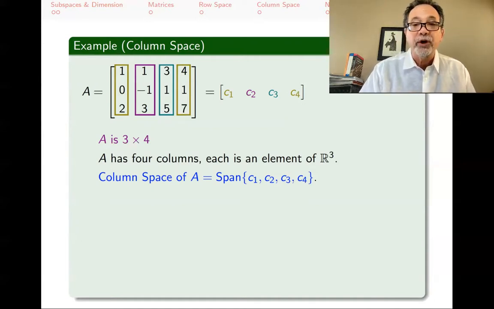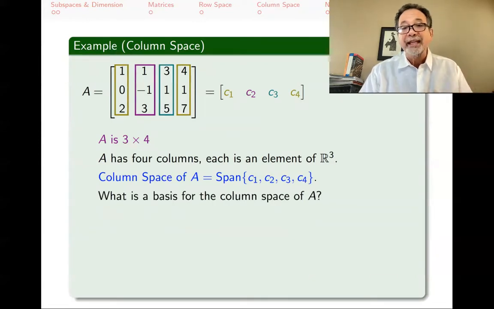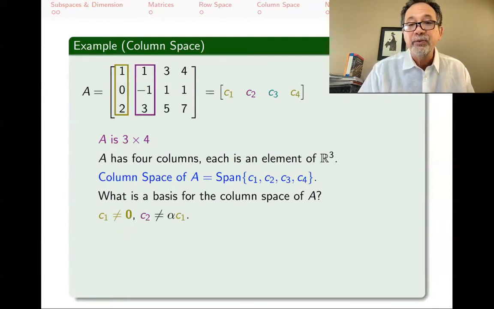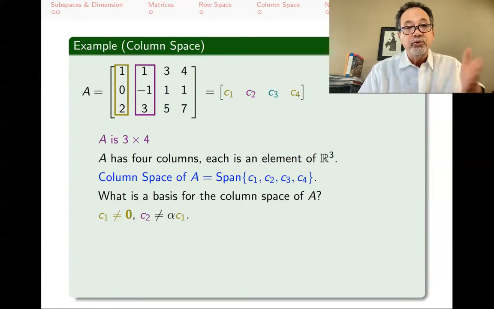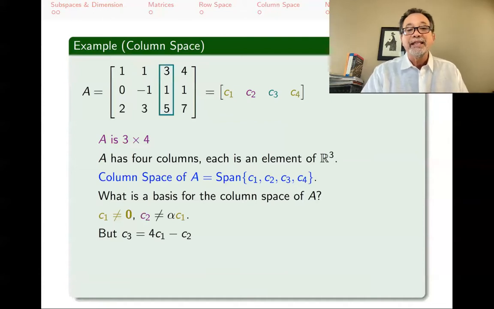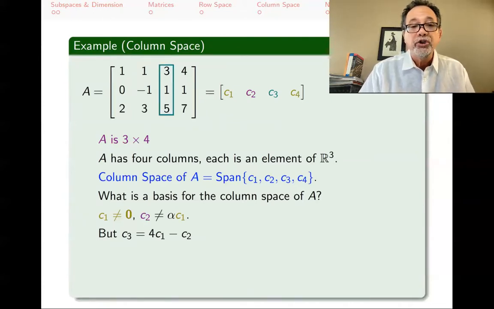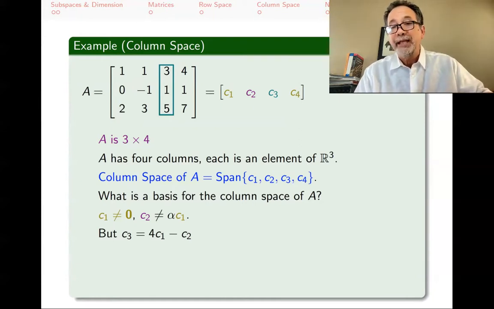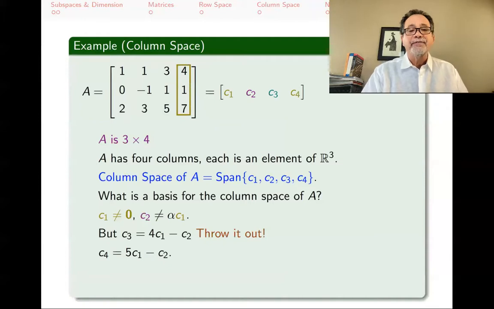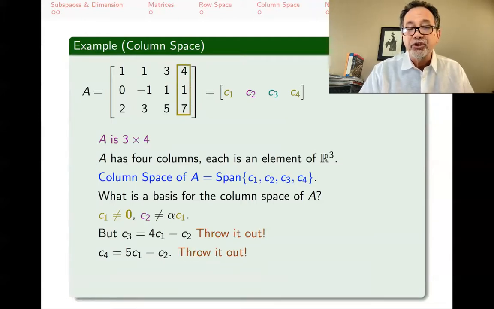But what's a basis for it? Well, I've got to go through the elements again and use the contraction theorem. C1 is not the 0 vector. I'm good there. C2 is not a multiple of C1. I'm good there. But again, you have to look at them, but you can do that. It's not too difficult to see that C3 is actually 4C1 minus C2. So we don't need that as a part of a spanning set. I mean, it could be there if you just were looking for a spanning set, but if you want a basis, it shouldn't be there. And so we throw it out.